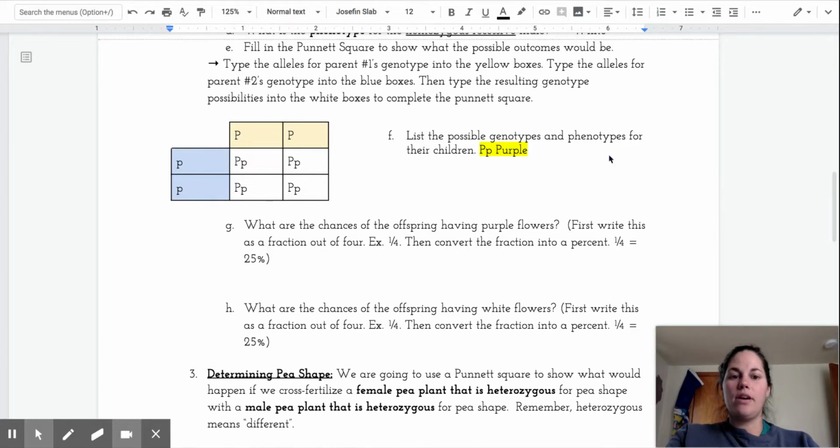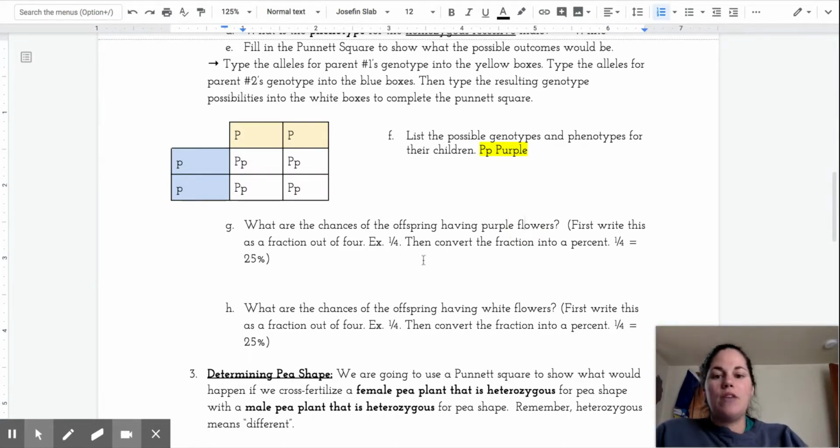So here we are looking at those chances or probabilities of the offspring having a certain color of flower. So the first one asks, what are the chances of the offspring having purple flowers? So first we're going to write this as a fraction out of 4. So if we take a look, we said that all of the children are going to have this same genotype, uppercase P, lowercase p. They're all going to be purple.